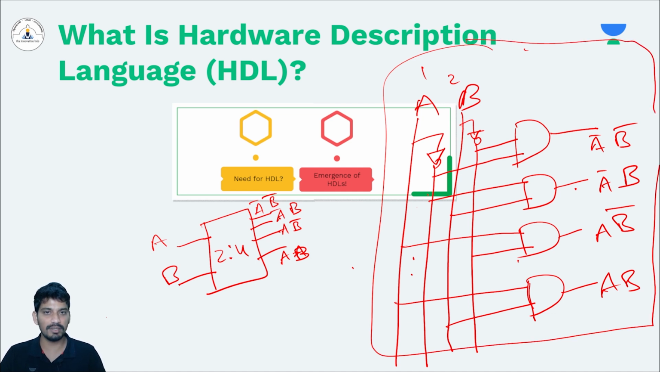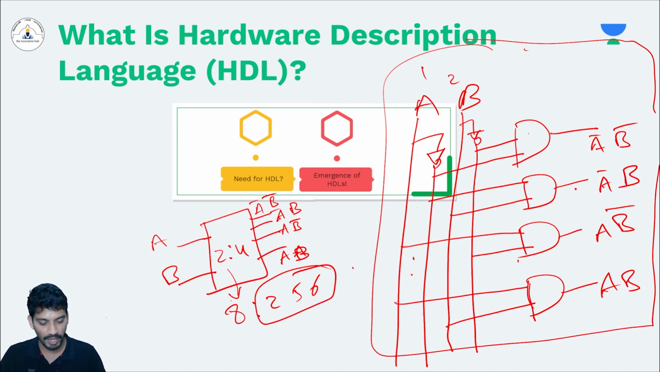So let's imagine you want to design a decoder of size 8 is to 256. It will require how many AND gates? It will require around 256 AND gates, and each AND gate input is 8 bit, right? To do this manually, it is a very tedious job and very complex job. If you miss any single connection, your entire functionality will be corrupted.